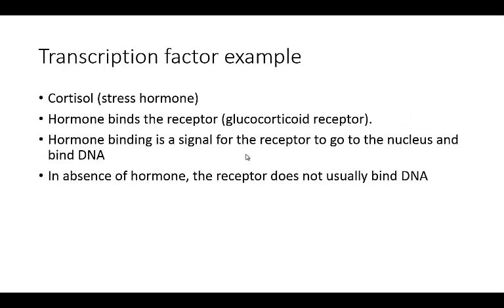So an example for you is cortisol, which is something I worked on as a postdoc, and this is just a stress hormone. What happens when levels of this hormone increase within the body is that this hormone will bind the receptor, called the glucocorticoid receptor. When hormone binds, the receptor is going to change its conformation. It will go to the nucleus and bind the DNA. And it can then affect gene transcription by binding that DNA. And in the absence of hormone or lower levels of this hormone, the receptor usually does not bind DNA, usually does not get into the nucleus. So only upon higher levels of the stress does this happen.